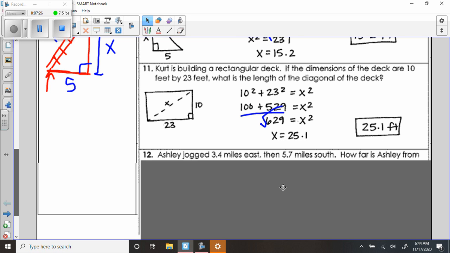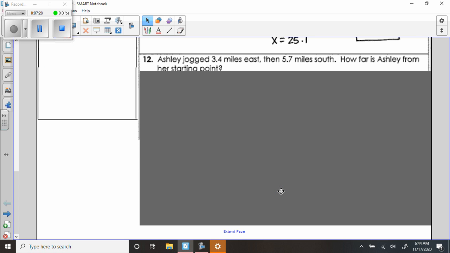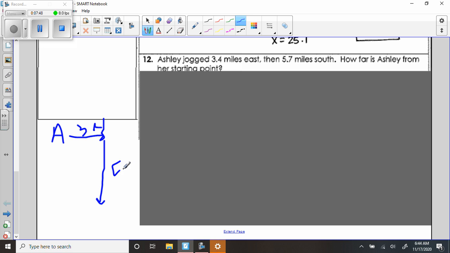All right, last problem. Ashley jogged 3.4 miles east, 5.7 miles south. Okay, so if we have Ashley, east is to the right, so we put a 3.4, and 5.7 south. How far away is she is the actual diagonal. It's not how far she's actually gone.